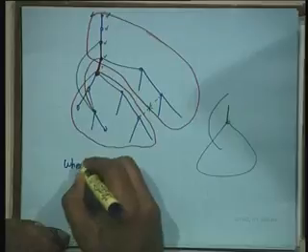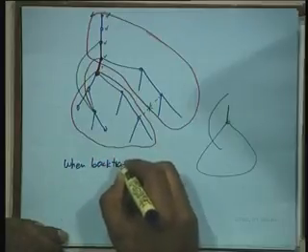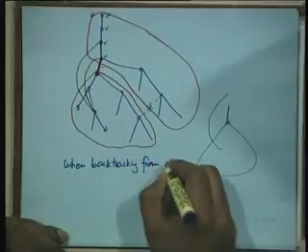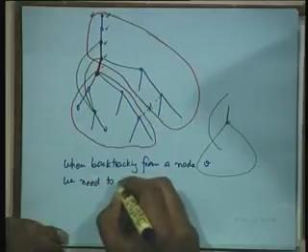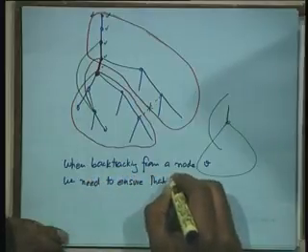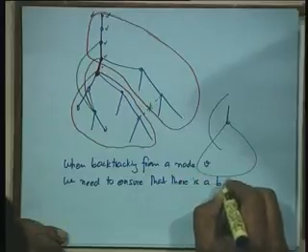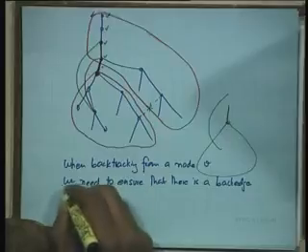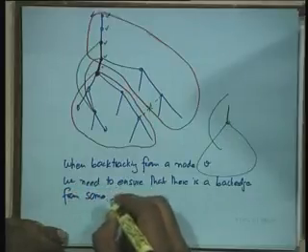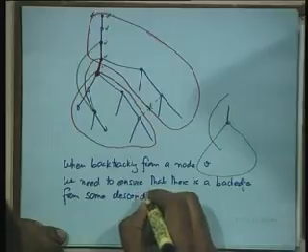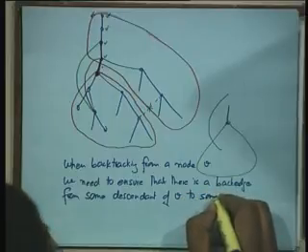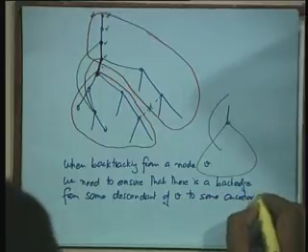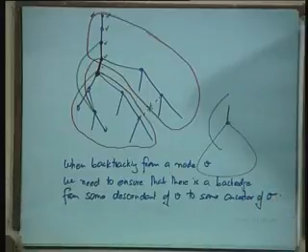So when backtracking from a node V, we need to ensure that there is a back edge from some descendant of V to some ancestor of V. An edge should go from some descendant of V to some ancestor of V.